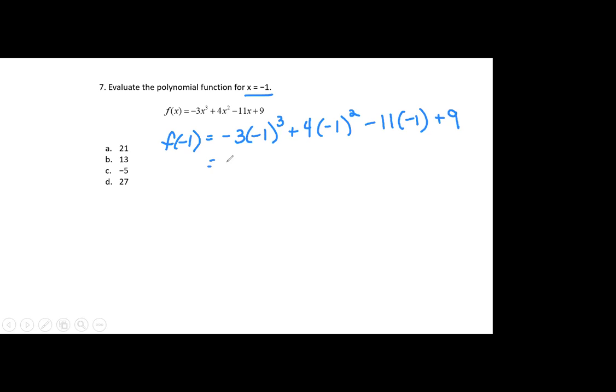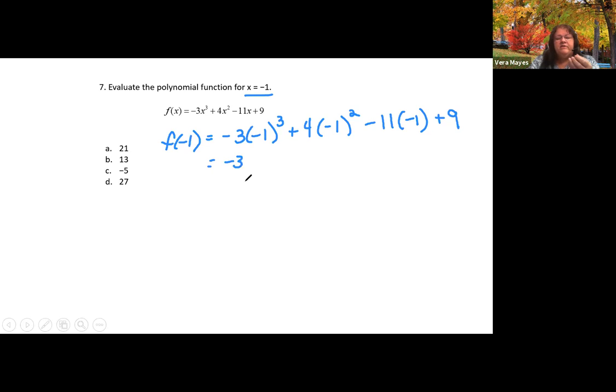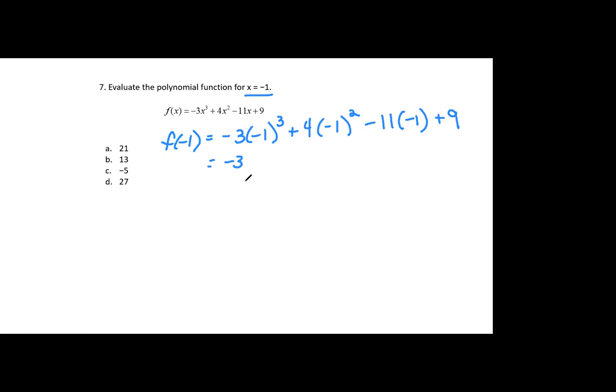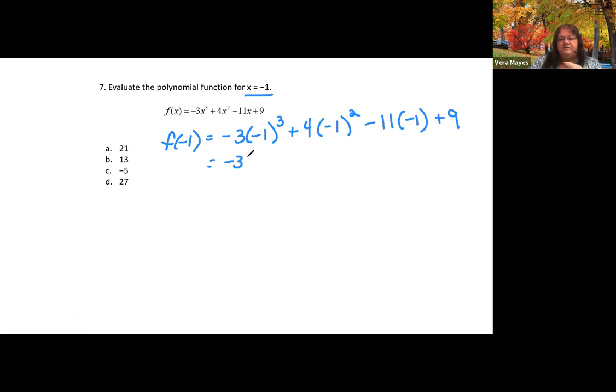Excellent, Mia, good job. So -1 to the third is -1 times -1 times -1. That's an odd number of negatives, so it's still going to stay negative. Here again is the same thing, so I'm going to take Mia's advice again. I'm going to take -1 times -1, which is a positive. These don't have exponents, so I can go ahead and do the multiplication. Negative times negative gives me a positive, and then bring down the 9.